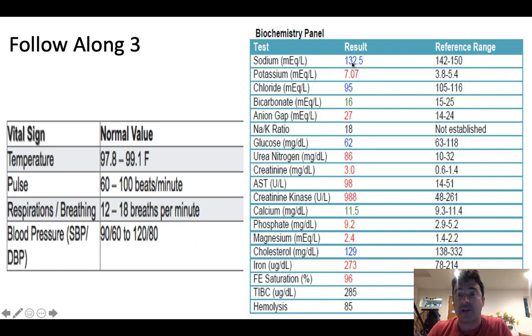You look at the patient results, it's 132.5, and then you look at the reference range, 142 to 150. 142 would be the low on your graph for sodium, 150 would be the high. And you look at how the patient's value compares to the reference range. Well, this patient's sodium value is really low comparative to the reference range. So you go, whoa, why would their sodium levels be really low?